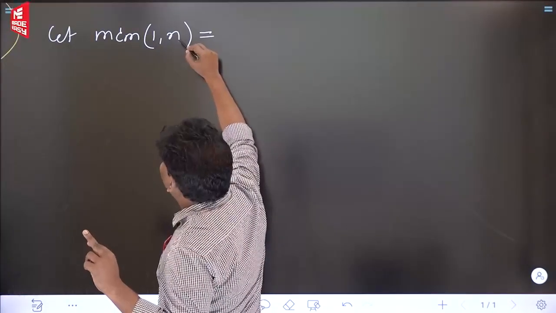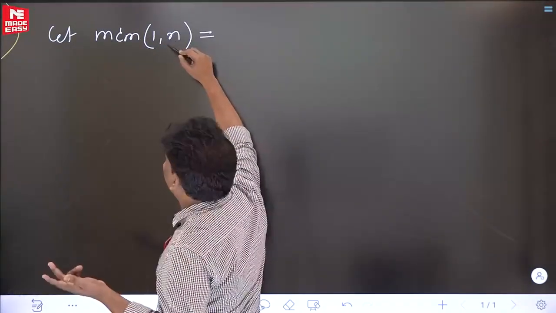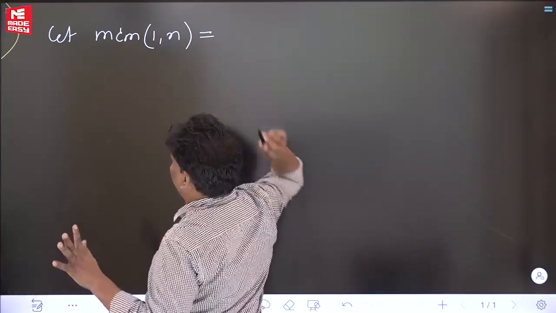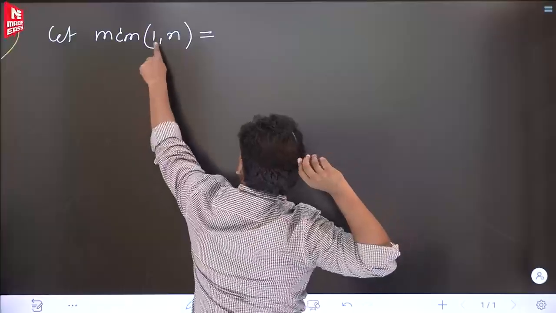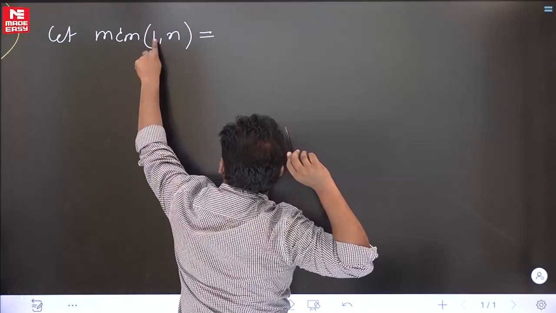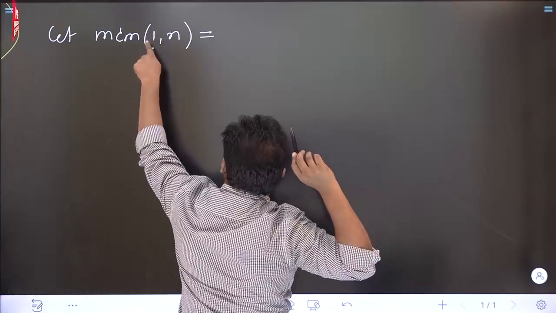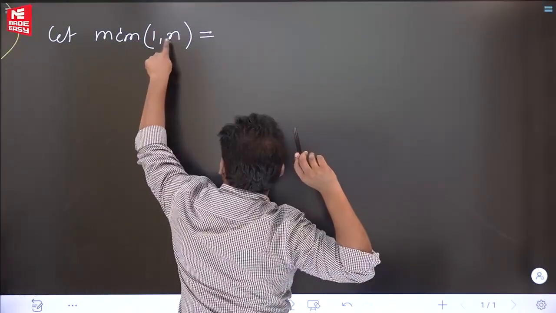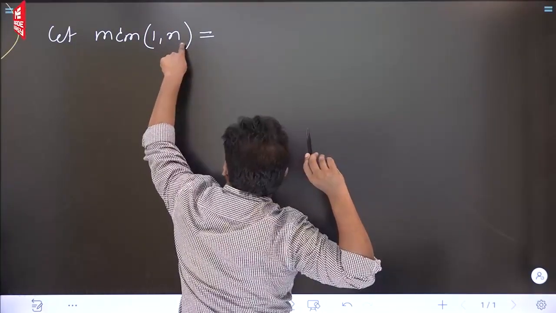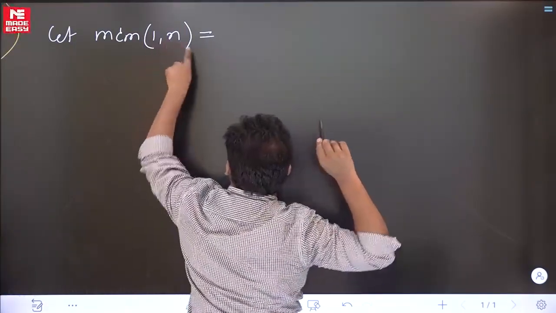What is the meaning of 1 comma n? 1 to n matrices are there, which are nothing but matrix M1, M2, M3 and so on, matrix Mn. I am repeating once again. First matrix is M1. Second matrix is M2. Next matrix is M3 and so on. Last matrix is Mn. N matrices are there. MCM of 1 comma n.